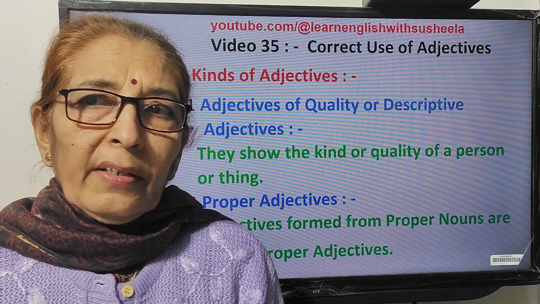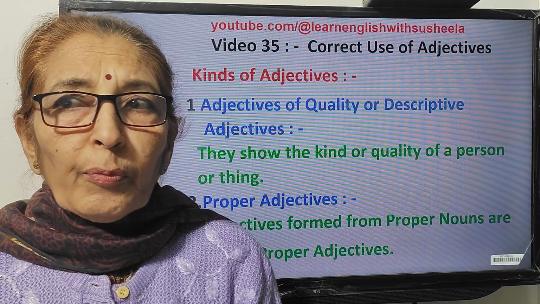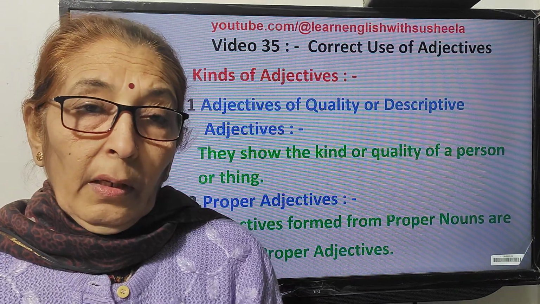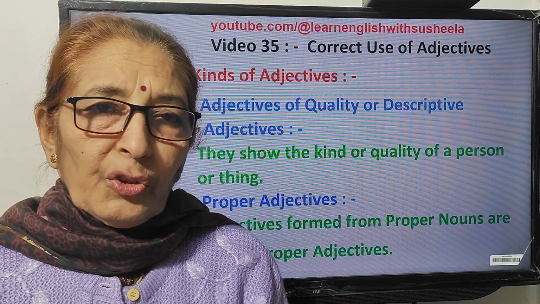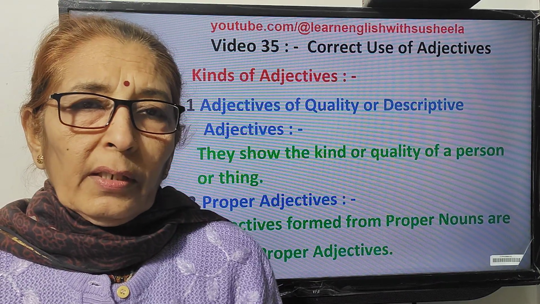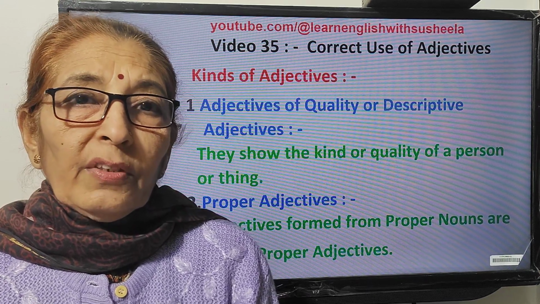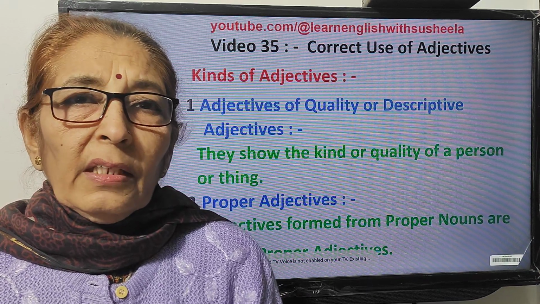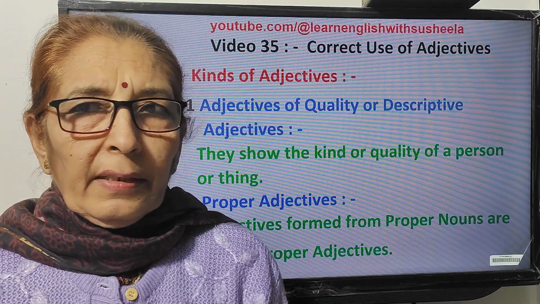Second, proper adjectives. Proper adjectives are those which are formed from proper nouns. How? Just as Britain. We can make adjective British. You will be knowing British rule. Same way, Buddha. It's a noun. We can make adjective Buddhist, Buddhist monastery. Or we can say Indian tea, that is also made from proper noun India.